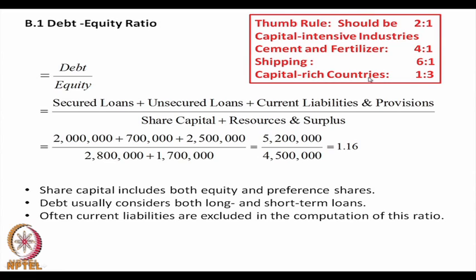whereas it is seen that in capital rich countries such as the USA and European countries, they go for very little debt and rely more on equity shares. So, these are thumb rules, but basically the ratio should be close to 2:1, which is an average number for any industry, but of course depending on the type of companies it can differ.